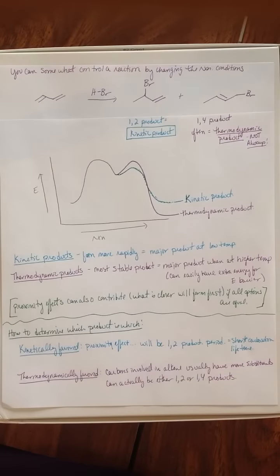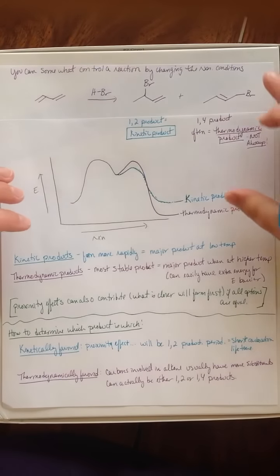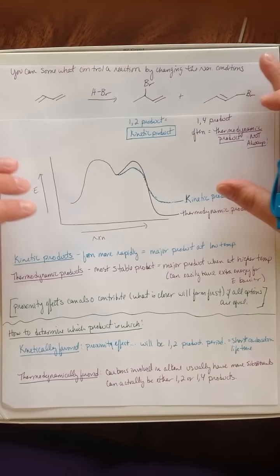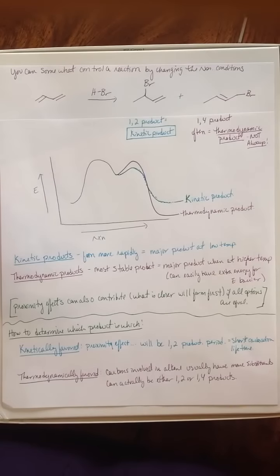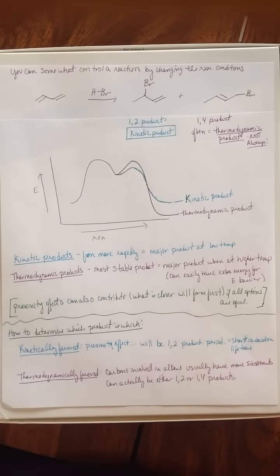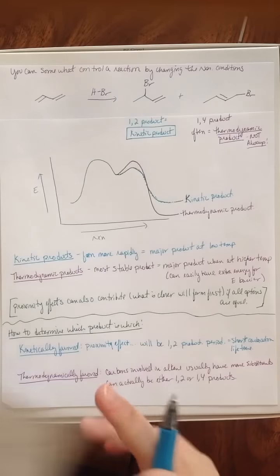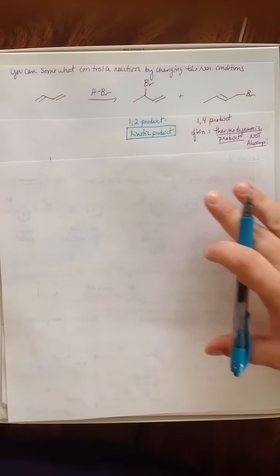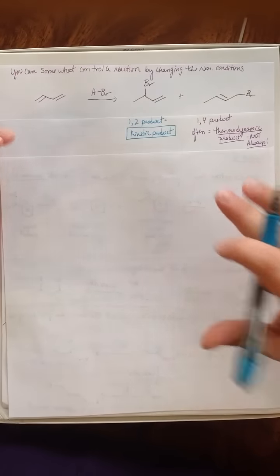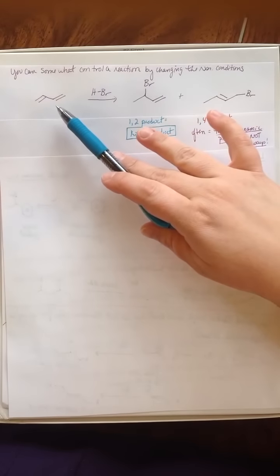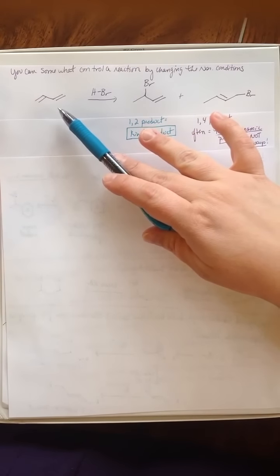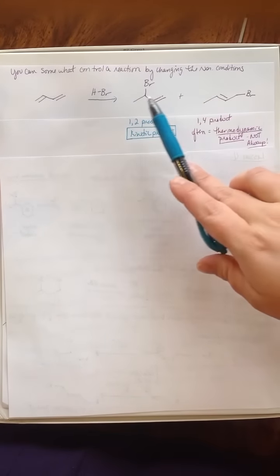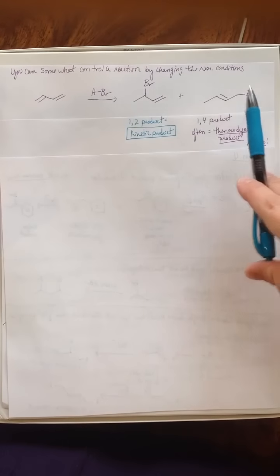I had to splice some pages together here to make sure I was totally on the right page, but okay, you can somewhat control a reaction by just changing the reaction conditions. Before I confuse you with too much information, let's look right here. Going back to our original reaction, we've got a symmetric diene. HBr adds to here, adds to here.